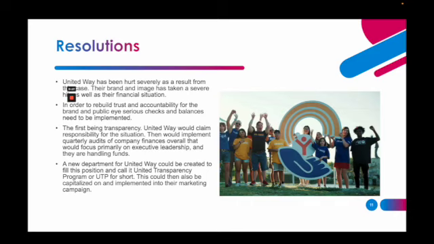United Way would claim responsibility for the situation, then would implement quarterly audits of the company's finances overall that would focus primarily on executive leadership and how they are handling funds. This would essentially be the biggest thing that they could do to try and stop this from happening again in the future, or from another member of their team trying to steal and mishandle charitable funds.